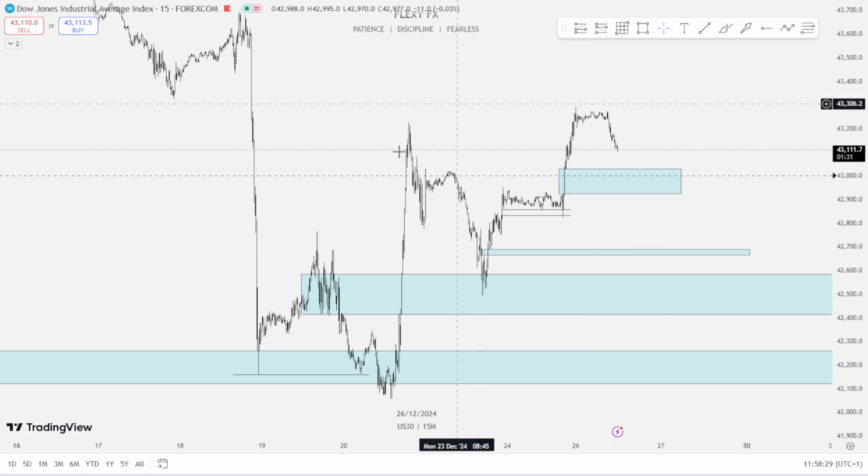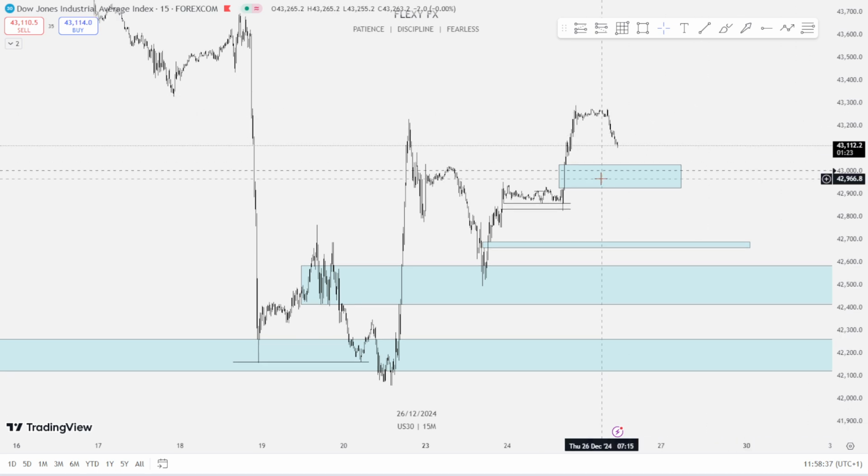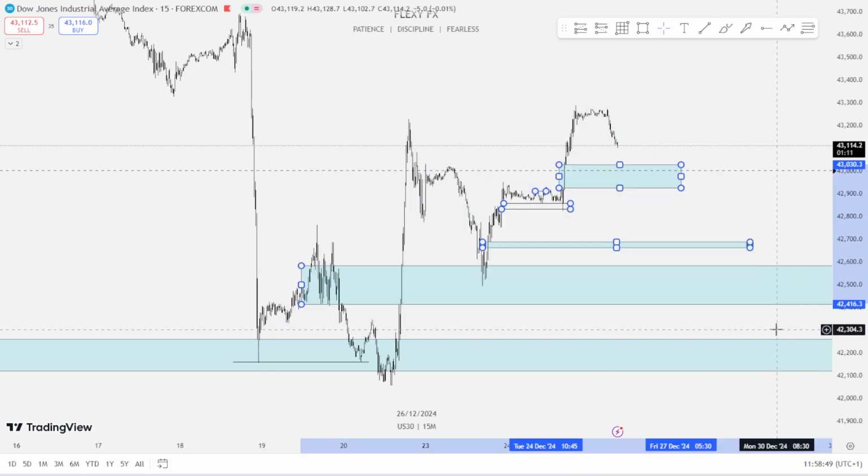In today's video, I made a previous video about US30, expecting price to drop into this zone before exploding. A lot has happened after I posted that video, so now I'm going to do another recap and another breakdown of the current price action right here. Okay, let's get started.